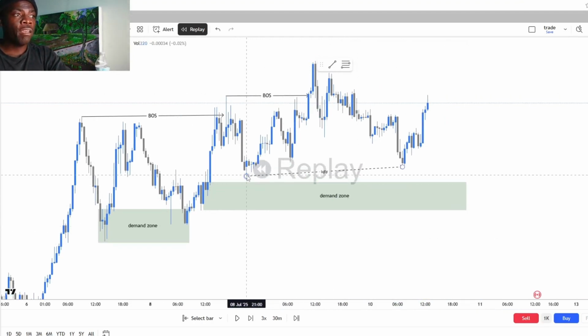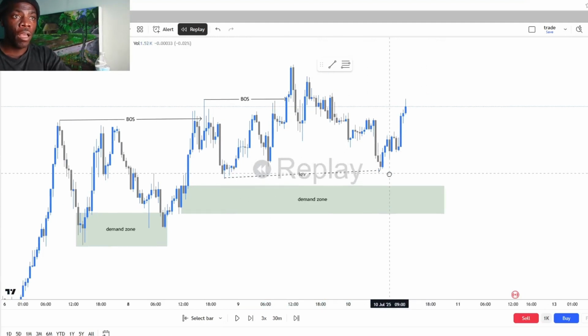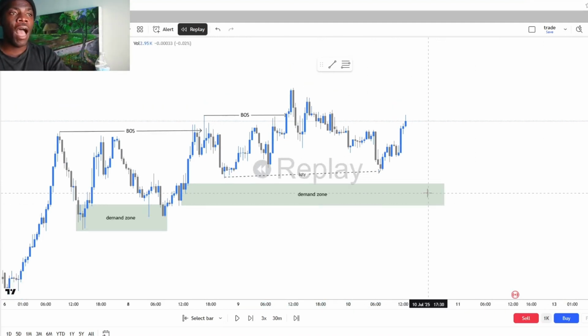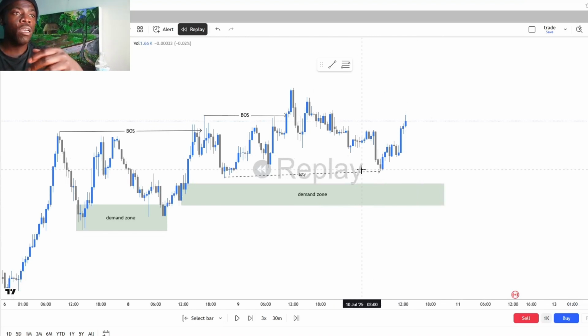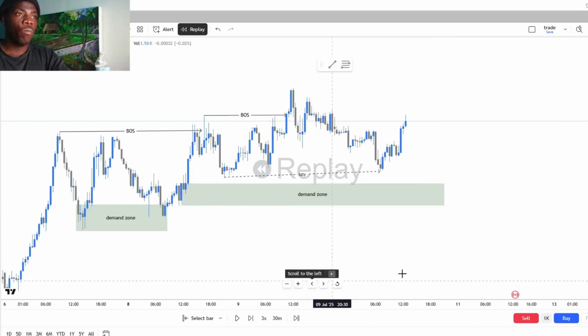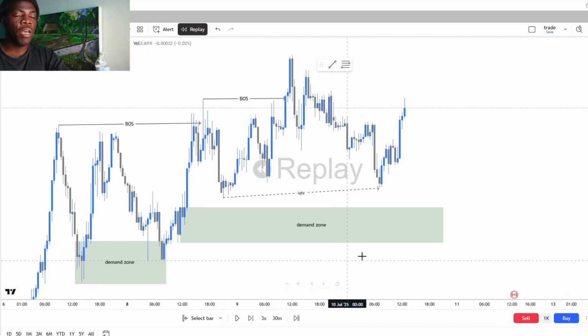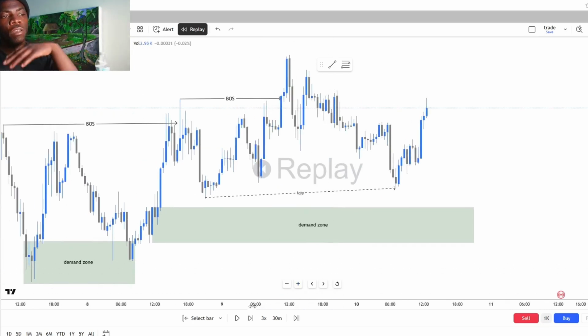So price ended up creating this level of liquidity right here. Knowing that, I'm expecting price to liquidate this area, tap into this demand zone, and then I'll be expecting it to place a trade. So let me zoom into this so you guys can see it perfectly. Okay, good. Now let me replay price.